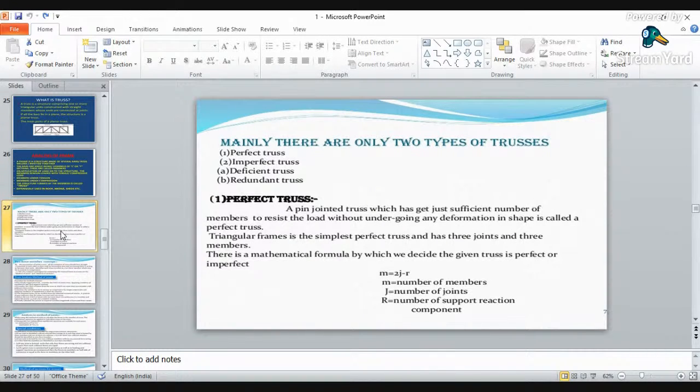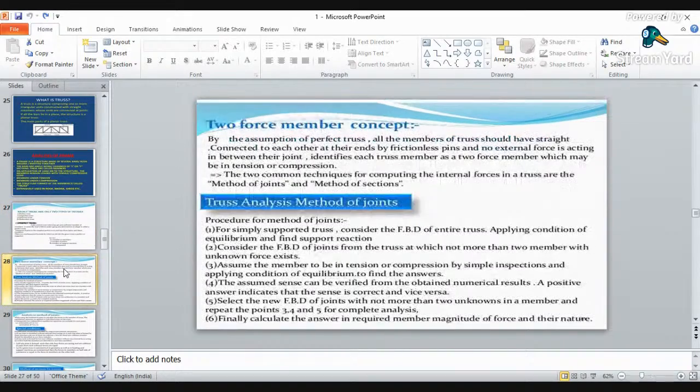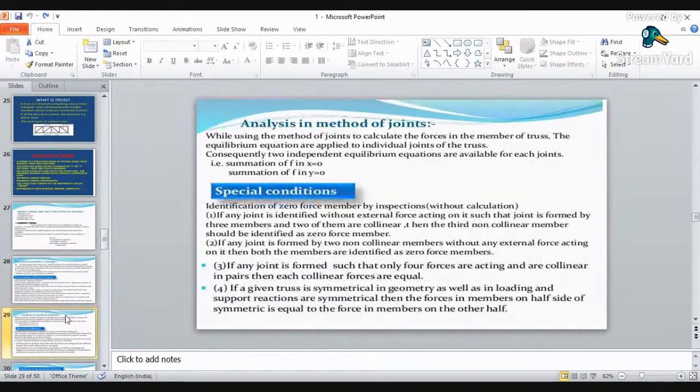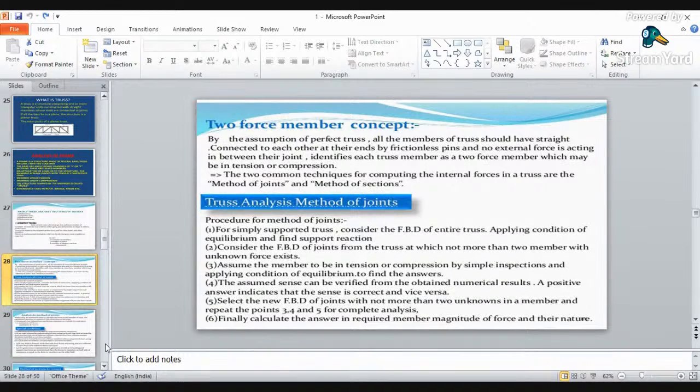Deficient trusses: if your number of elements is less than 2j minus r, then it will be a deficient truss. And if your number of elements is greater than 2j minus r, that is an indeterminate structure or a redundant structure. Then there are a few methods to solve these trusses, either plane trusses or space trusses. These methods are termed the method of joints and the method of sections.